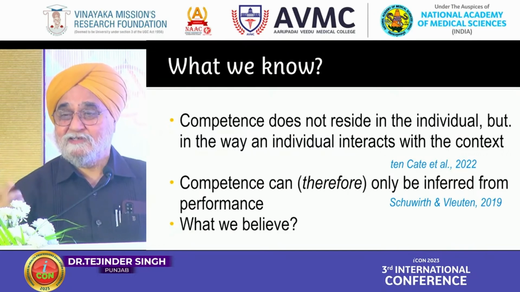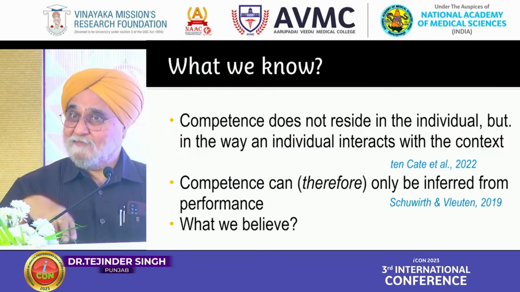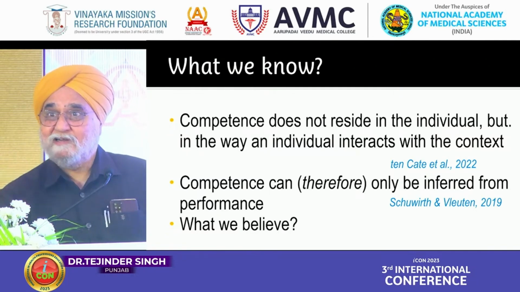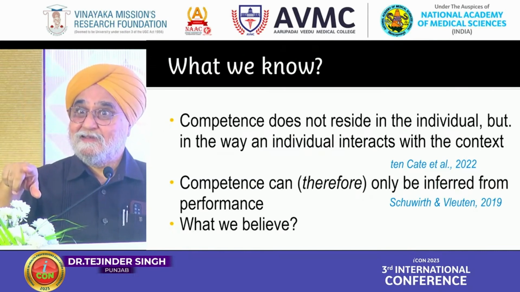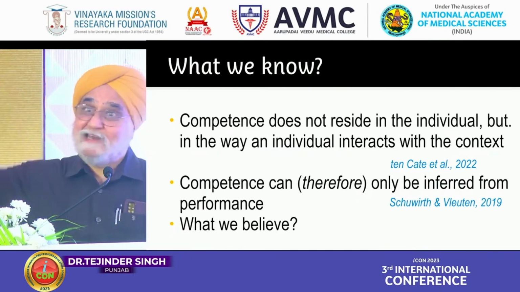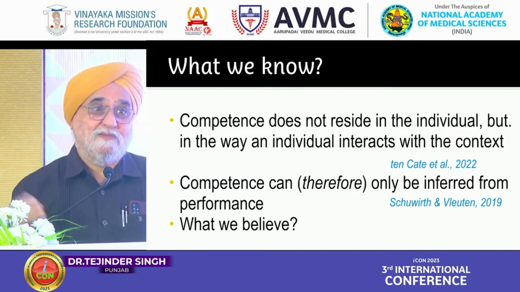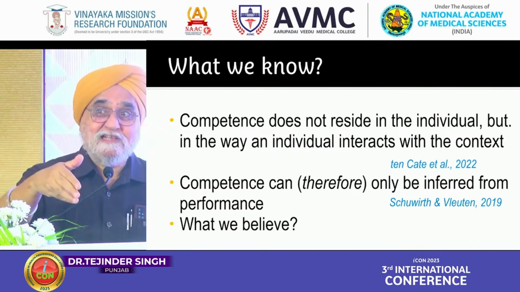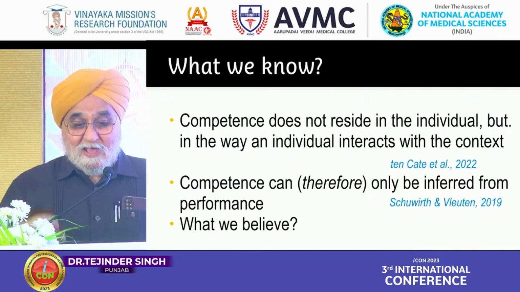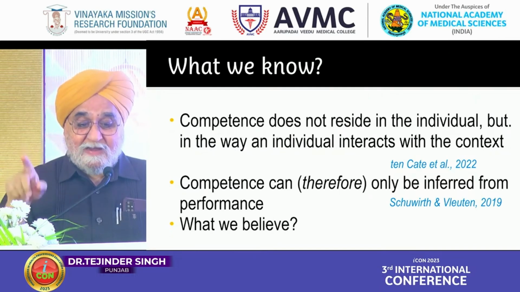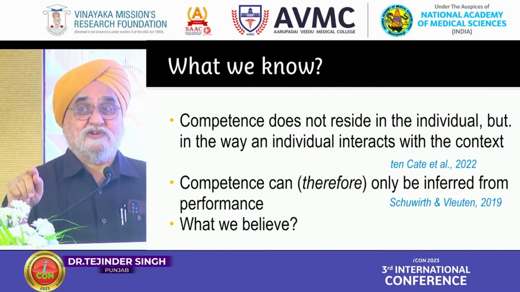Take for example a doctor. In a primary health center, he may be highly competent, but in a district hospital, he may not be so, and vice versa. Somebody from All India Institute may be highly competent in giving extracorporeal membrane oxygenation, but in a primary health center, probably not. So how an individual interacts with the context actually decides whether he is competent or not competent.